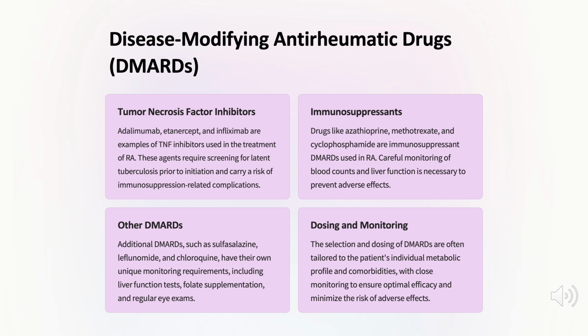Moving on to other DMARDs, such as sulfasalazine, leflunomide, and chloroquine, each comes with its unique monitoring requirements. This may include liver function tests, folate supplementation, and regular eye exams to detect any potential ocular complications. It's important to note that the selection and dosing of DMARDs are often personalized to each patient's individual metabolic profile and comorbidities. Close monitoring is paramount throughout treatment to optimize efficacy and minimize the risk of adverse effects, ensuring the best possible outcomes for patients with rheumatoid arthritis.